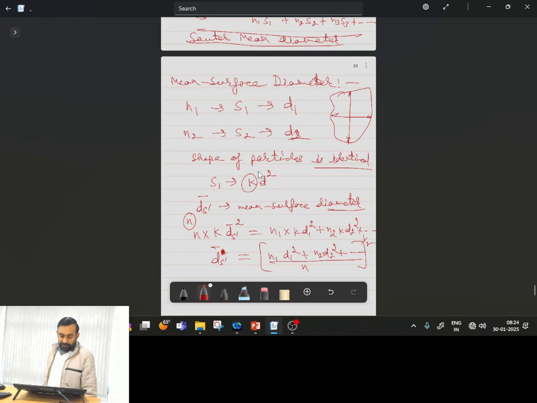So this type of diameter is actually called the mean surface diameter. Likewise we can define different ways, but the important one is either surface mean diameter or mean surface diameter, which typically we will be using for hydrodynamics and heat transfer applications. Okay.